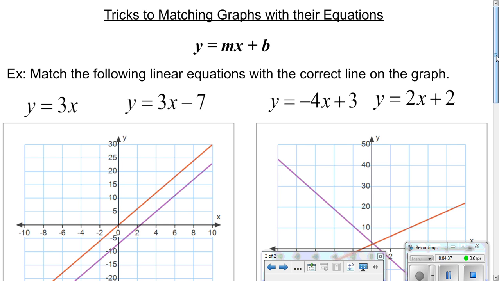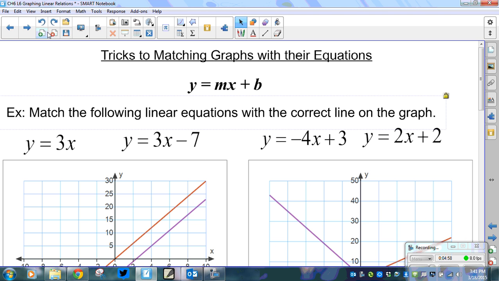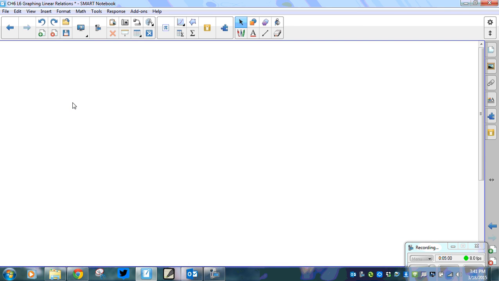The last thing I want to show you, there are some tricks to matching some graphs and equations. Everything we've been working with so far has been in y equals mx plus b form. I know that this means nothing to you. We haven't really addressed this yet, but I'm going to add another page. I'm going to freestyle here. We're going to go rogue for a little bit. So we've always said that, okay.